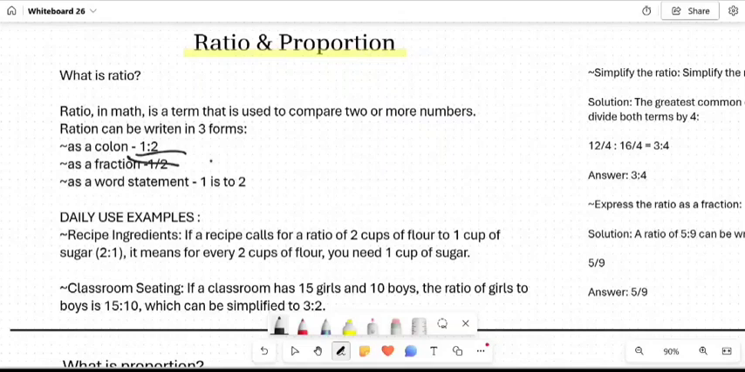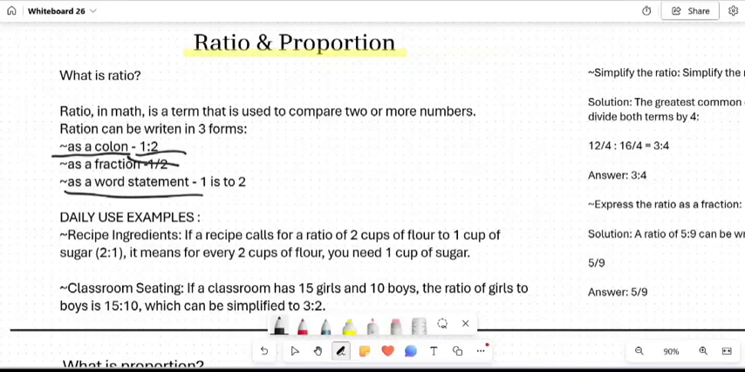We will pronounce this one as a colon and as a word statement the same, but the difference is that we are writing a colon and we are writing "is to". Okay, so now let's see these in daily use examples. Where do we use them? Where can we use them?